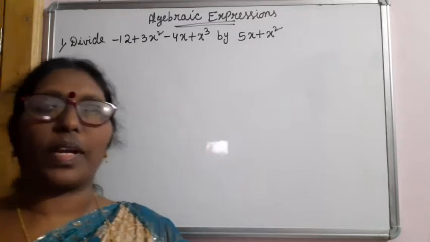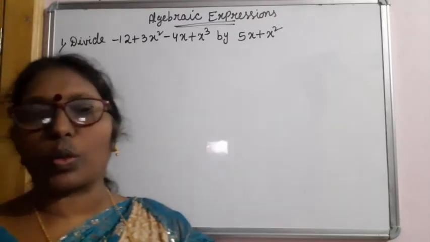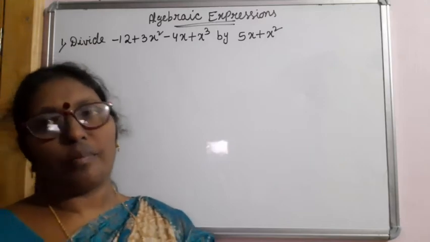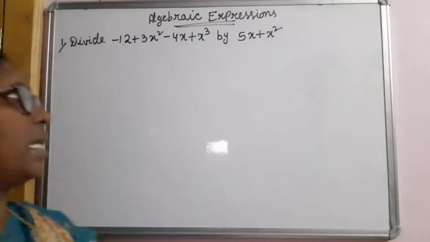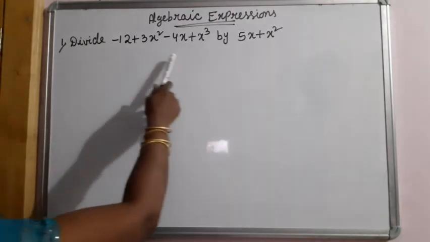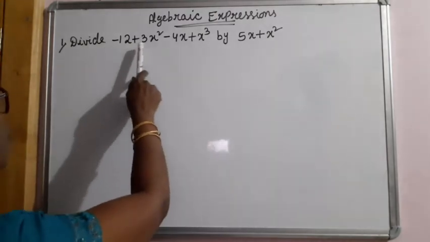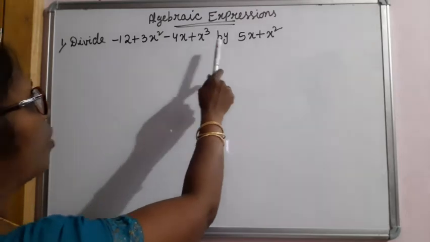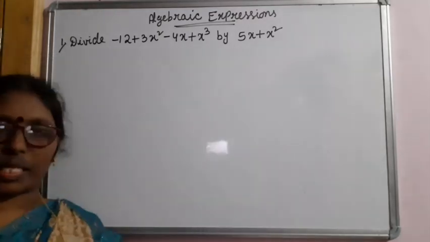Hello, welcome everyone. Today let us learn how to divide polynomials, division of a polynomial by another polynomial. How to do it? Let us learn. Your first question is: divide minus 12 plus 3x square minus 4x plus x cube by 5x plus x square.